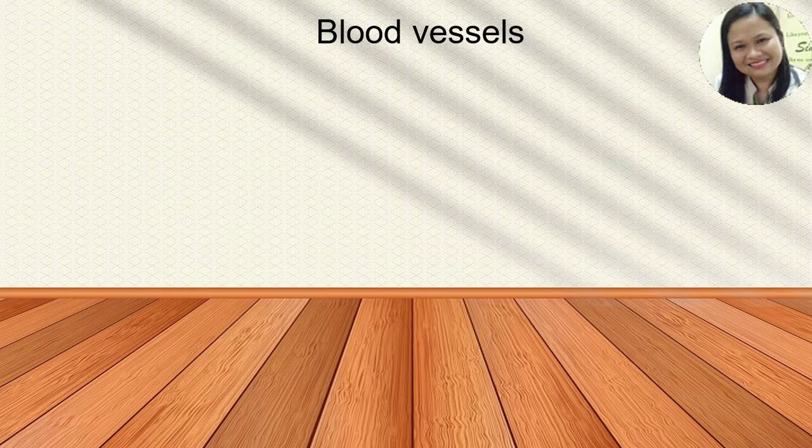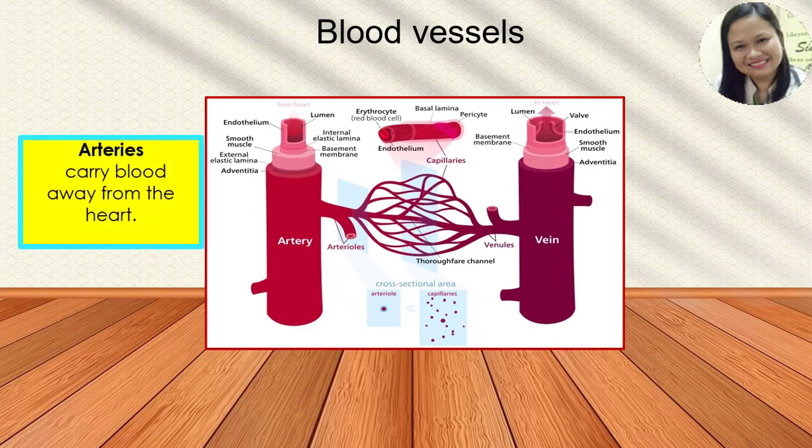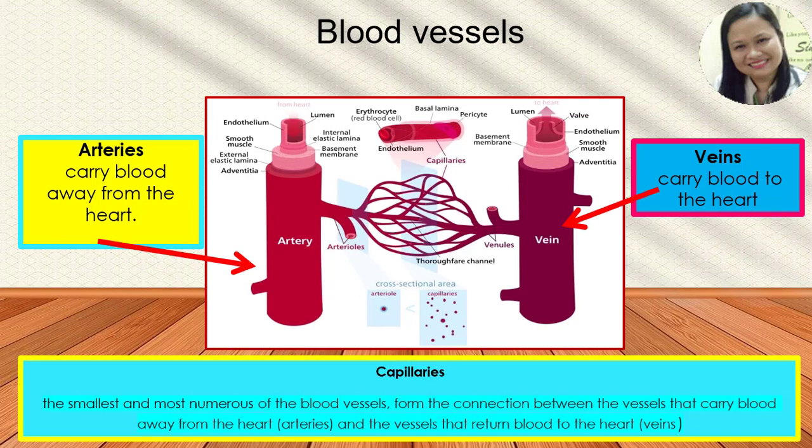Now let us proceed to the blood vessels. Types of blood vessels. We have so-called arteries, which carries blood away from the heart. And we have veins, which carries blood to the heart. And capillaries, the smallest and the most numerous of the blood vessels, which connect the veins and arteries.